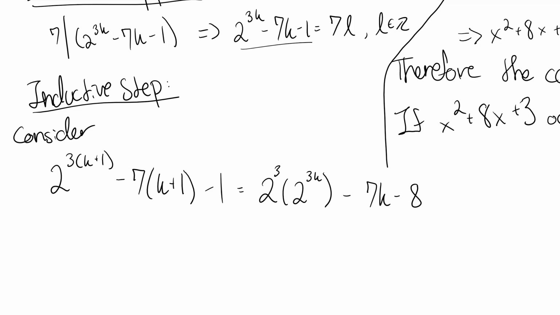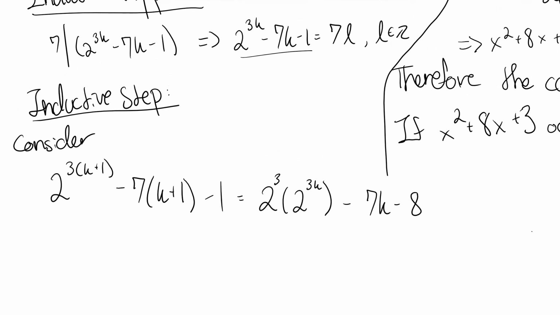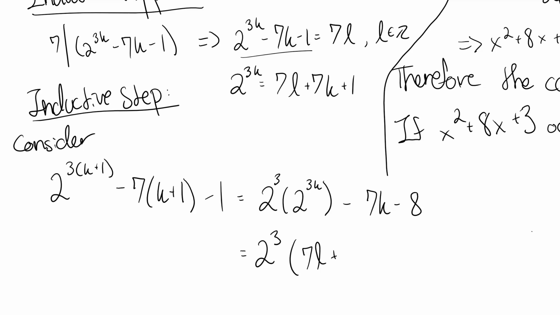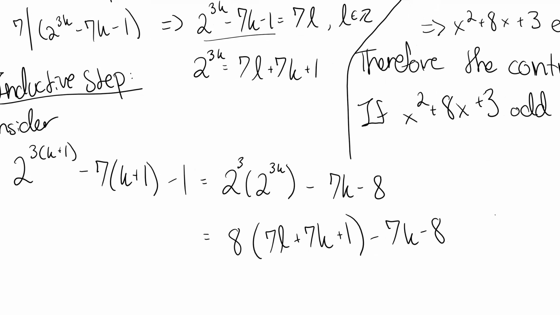Alright. Well, I could change around this formula up here. I could say 2 to 3k equals 7l plus 7k plus 1. That might be something, I'm not sure. 7l plus 7k plus 1 minus 7k minus 8. And maybe I should just change this to 8. Is this still not true? Oh boy. Okay, well, let's just see what happens.